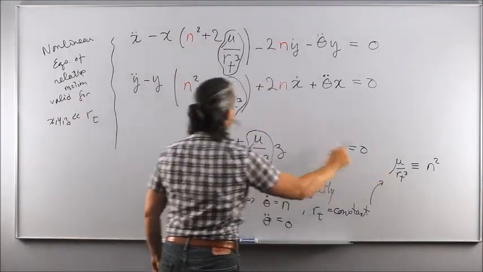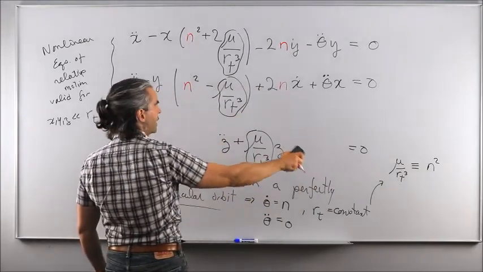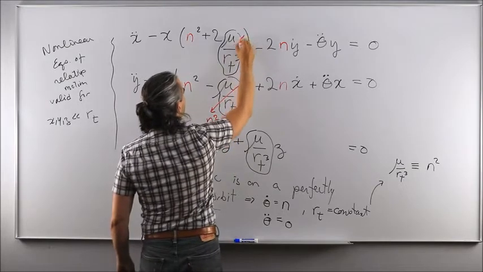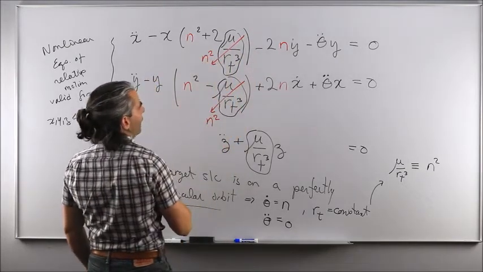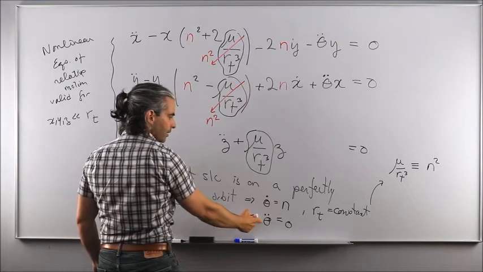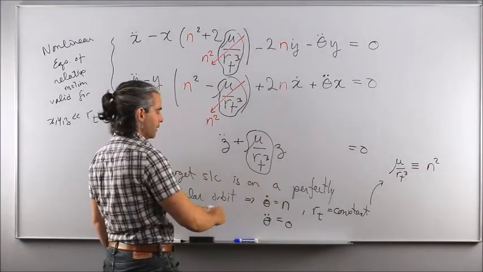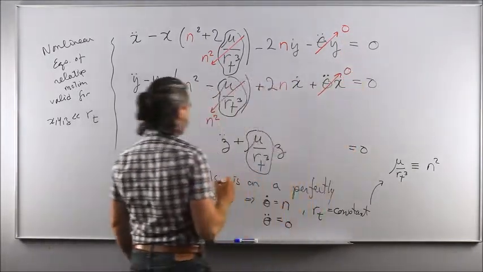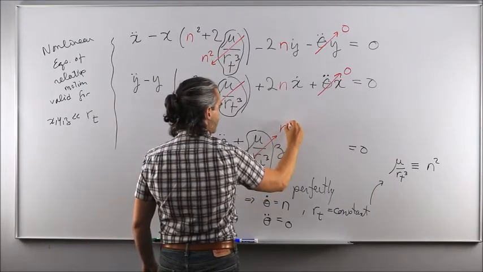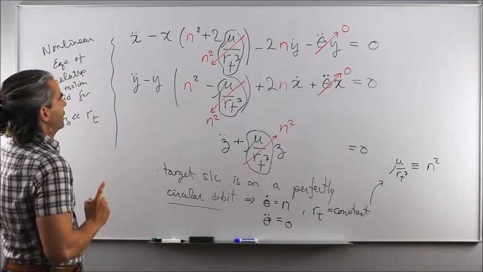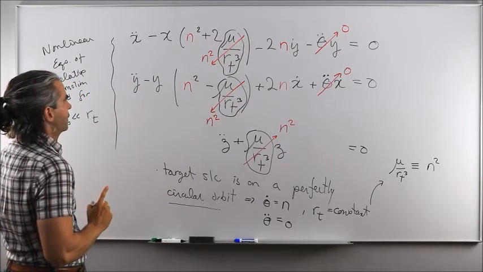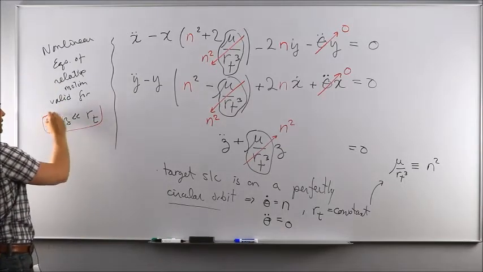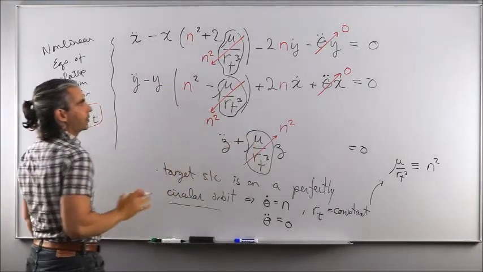My mu over RT cubed, I said that that was equivalent to the mean motion n square. So this becomes n square. This becomes n square as well. And I said that my angular acceleration, theta double dot, of the target spacecraft along its circular orbit was 0, such that this term altogether becomes 0. This one is 0 as well. Oh, and that one here was my n squared term. And just like that, I've simplified everything I could in those nonlinear equations of relative motion, valid only under this assumption, to linear equations of relative motion.